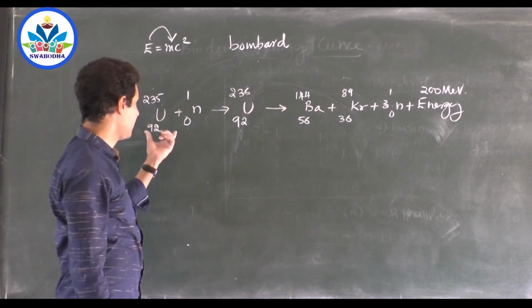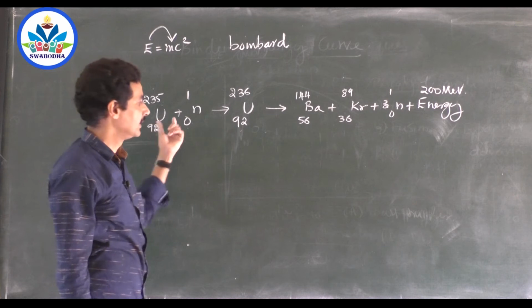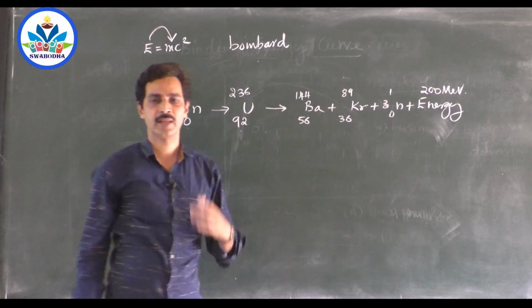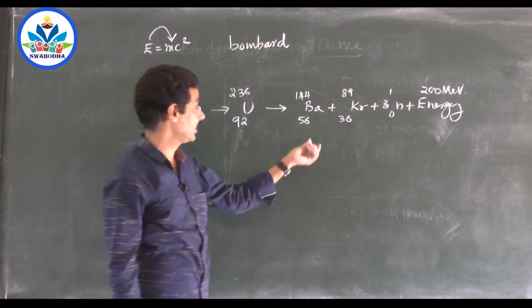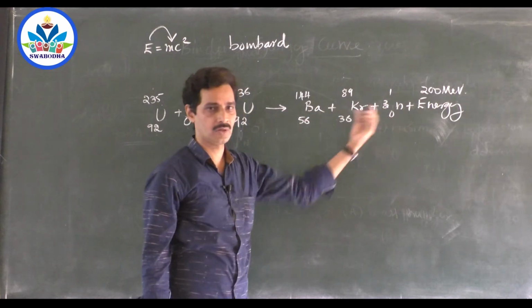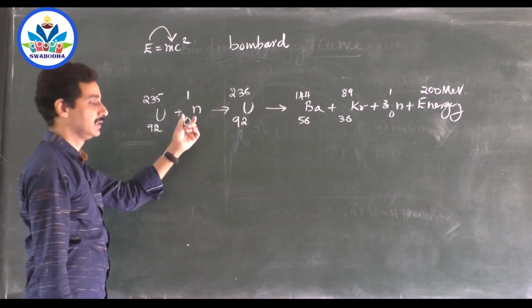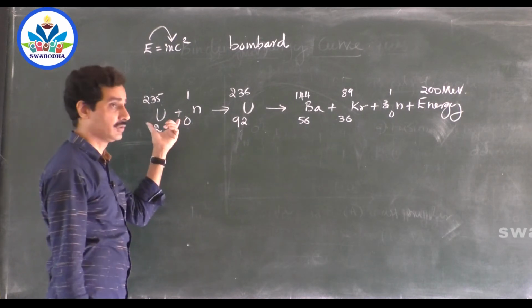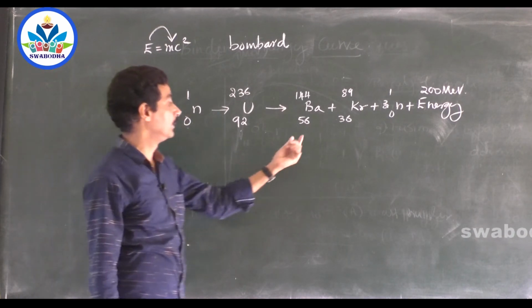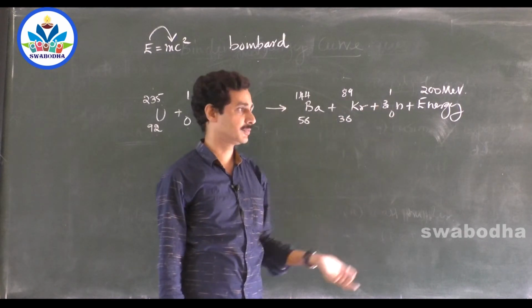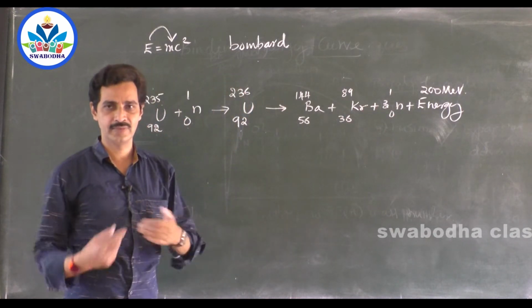You calculate the mass of the reactants, get the mass of the products, and then surprisingly you will find that the mass of barium, krypton and 3 neutrons is less than the mass of uranium and this neutron. Uranium and neutron together make more mass, and barium, krypton and 3 neutrons make less mass. So there is a mass difference, the mass defect.